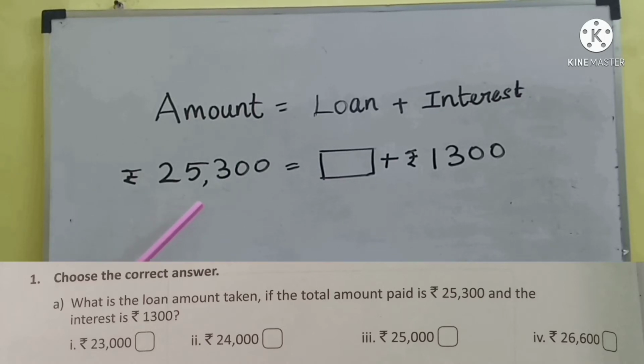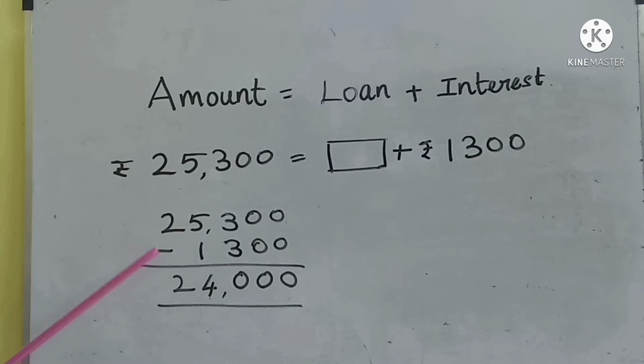So 25,300 is equal to the loan amount, which we don't know, plus interest. The value of this loan is smaller than 25,300. By doing subtraction, we get the answer. After subtracting these two numbers, we get rupees 24,000. The correct answer is rupees 24,000.